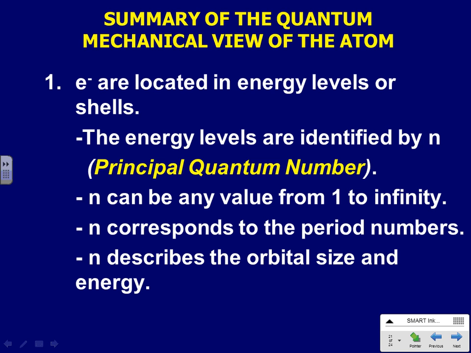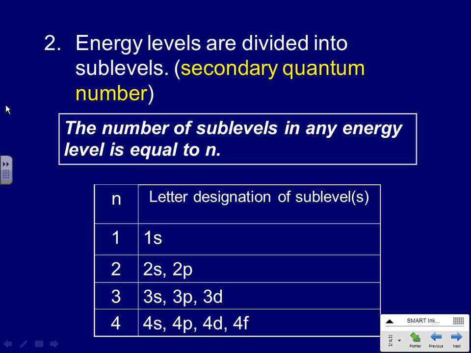So then energy levels are divided into sub-levels, the secondary quantum number, right? In the first energy level, I only have a 1s. In the second energy level, I have a 2s and a 2p. In the third energy level, I have a 3s, 3p, 3d. In the fourth energy level, 4s, 4p, 4d, 4f. We just talked about that.